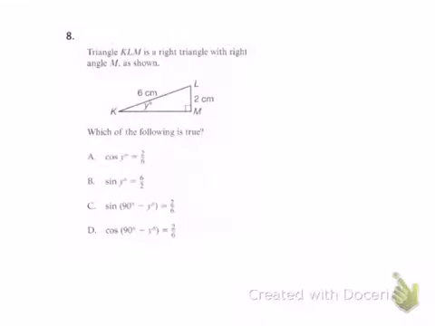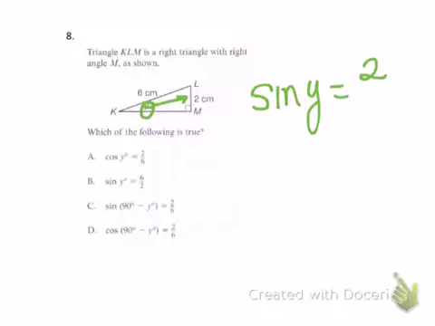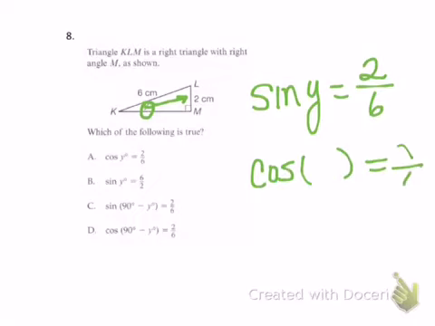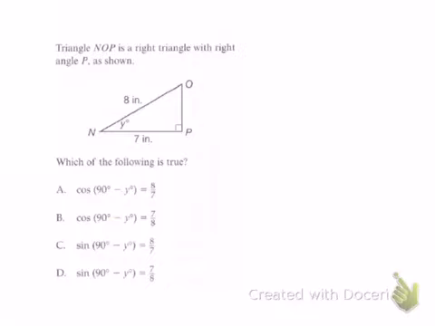In this one, triangle KLM is a right triangle with right angle M as shown. Which of the following is true? I can look at my picture. If theta is at Y, that would give me sine theta, sine Y, equals opposite over hypotenuse, which is 2 over 6. And if I use my relationship between complementary angles and sine and cosine, I know that the cosine of the other angle is also going to be equal to 2 over 6. So that would give me this. You work this one.